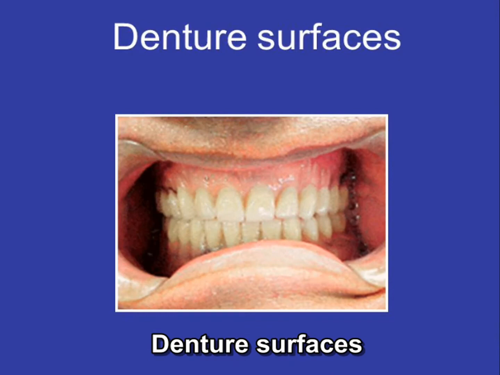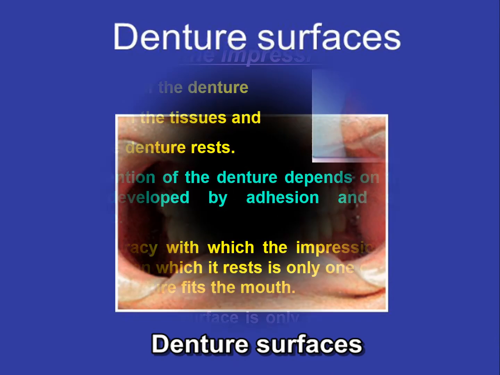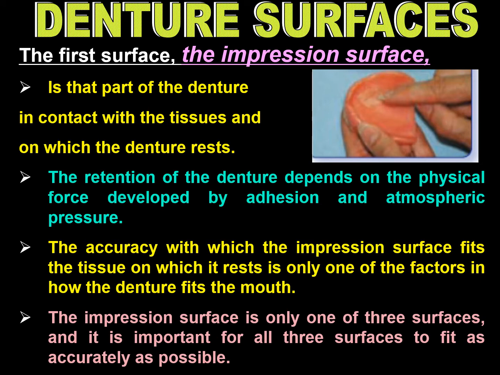We should know the different denture surfaces. We have three denture surfaces. The first is the impression surface, the fitting surface. The retention of the denture depends on the physical means developed by adhesion and atmospheric pressure.